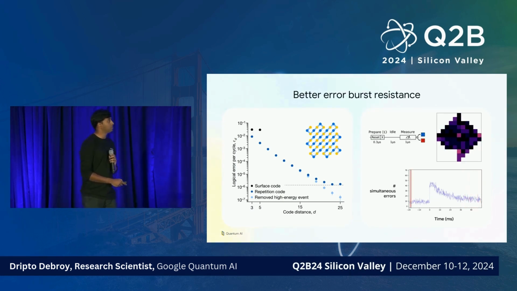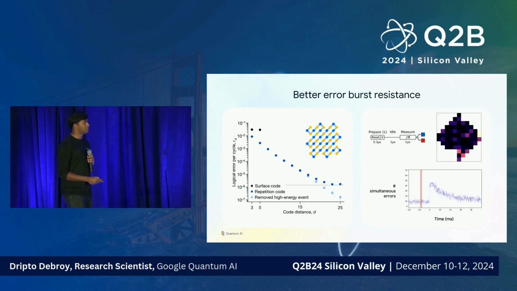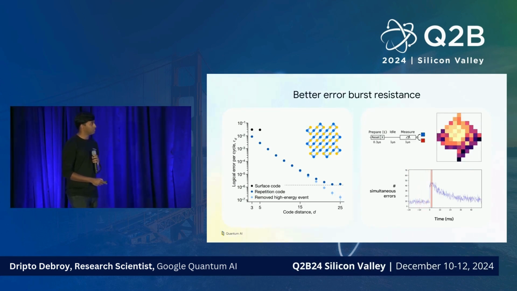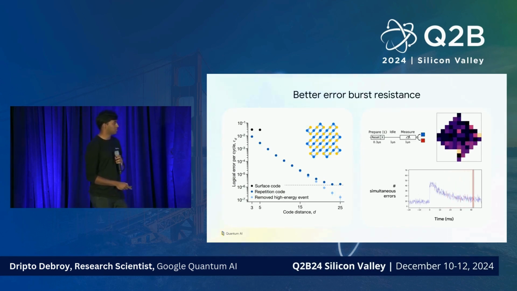What it looked like was these high energy events that you can see here. This is the T1 of our device over time, and randomly you'd see these bursts occur. Here is the number of simultaneous errors, which would have a spike. And the same spike would be very clearly visible on this chip to the right.